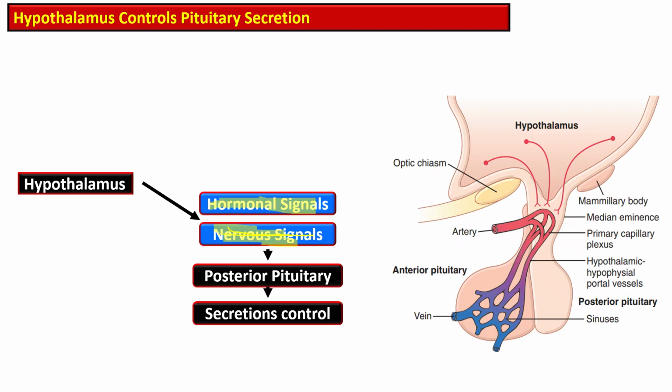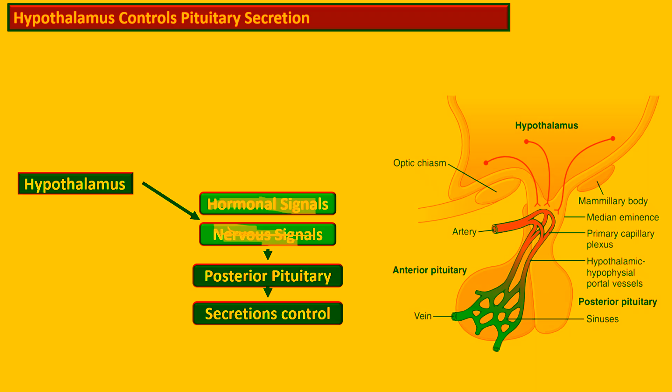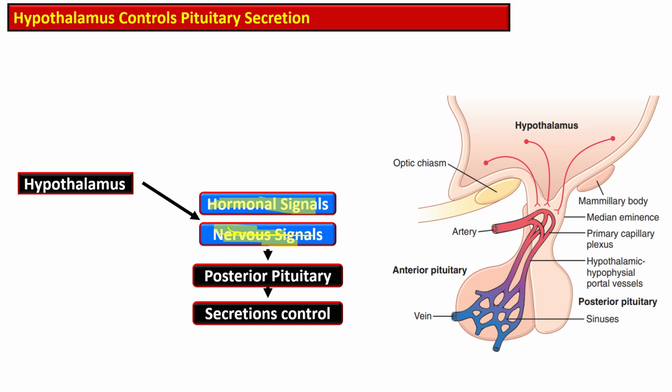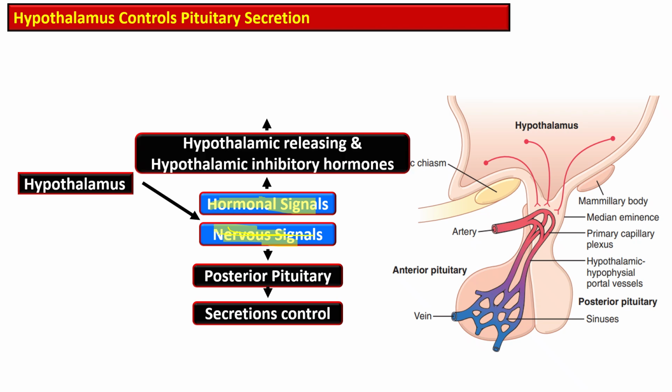The posterior pituitary is under neural control. The hormone release is controlled by nerve signals, not by blood-borne hormones. These posterior pituitary hormones are ADH and oxytocin. They are synthesized in the hypothalamic neurons in the supraoptic and paraventricular nuclei, and these hormones are transported down the axon of these neurons to the posterior pituitary, where they are released into the blood, while the anterior pituitary's hormonal control is by the hypothalamic releasing and inhibitory hormones.